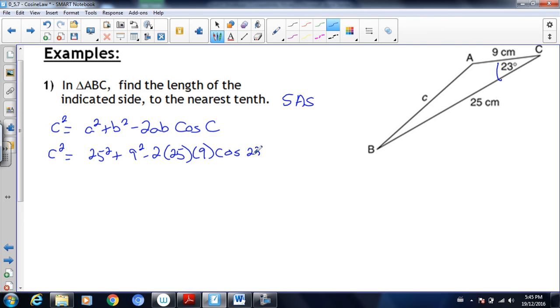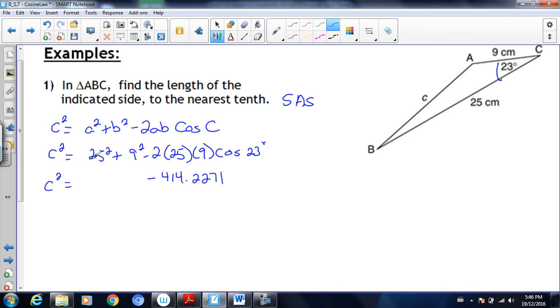cos of 23 degrees. What I like to do is work with this part first and then this. So I multiply negative 2, because there's a subtraction here, by 25, by 9, and then by cos 23, and you should get negative 414.2271. We go to four decimal places when we're working within the process. In the process, I usually recommend four decimal places.